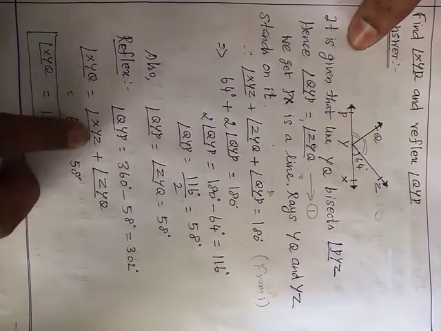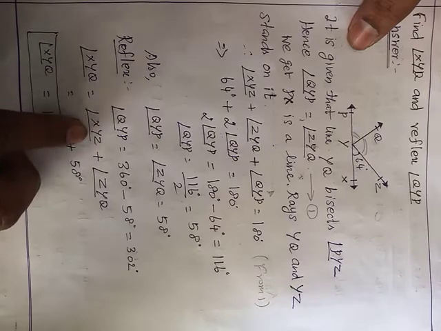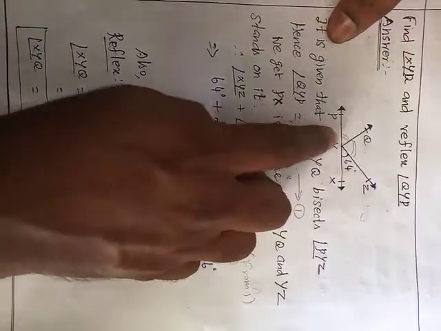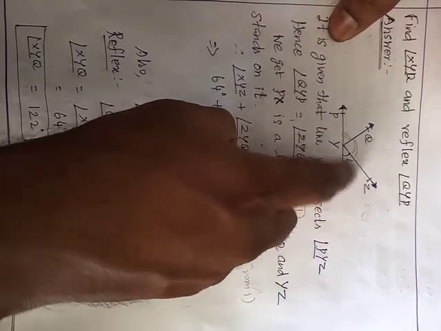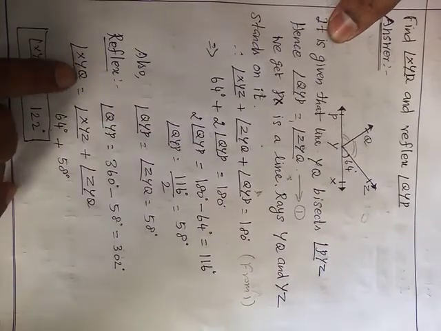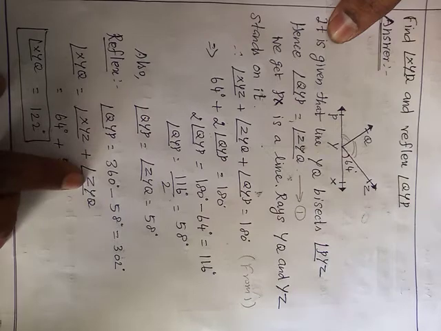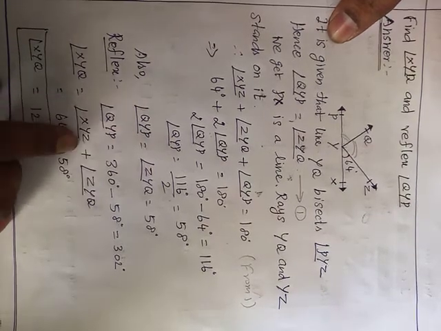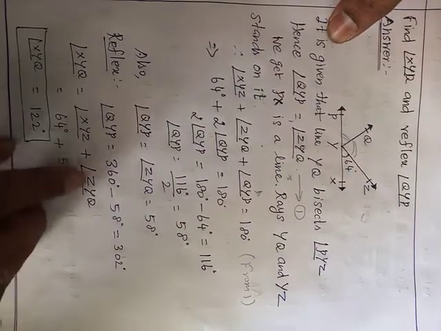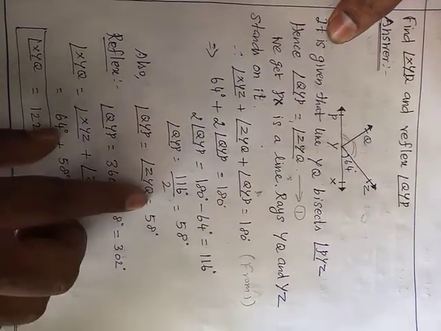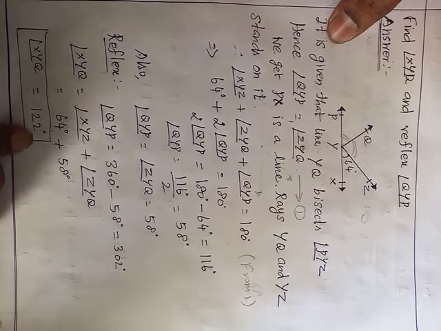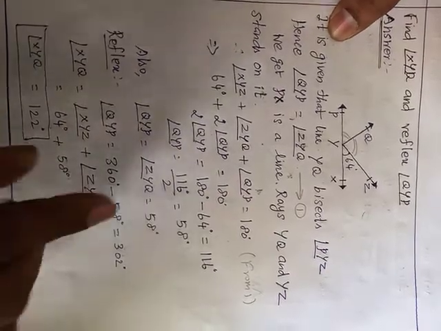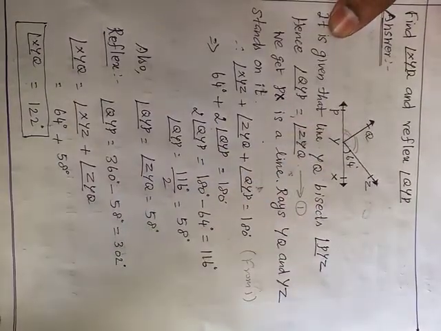XYQ is equal to angle XYZ plus angle ZYQ. Angle XYZ is given as 64 degrees. Then ZYQ is 58 degrees, which we calculated in the earlier steps. Adding these two angles, angle XYQ is equal to 122 degrees. So we found these from the given question.